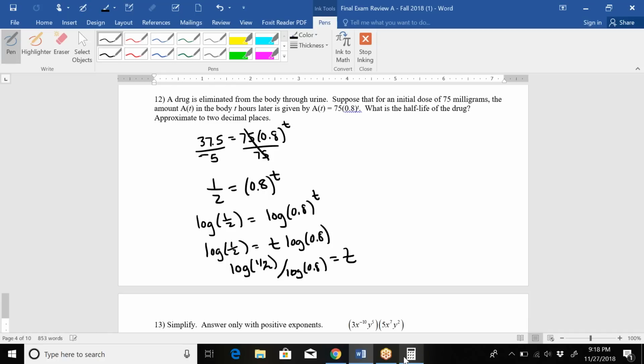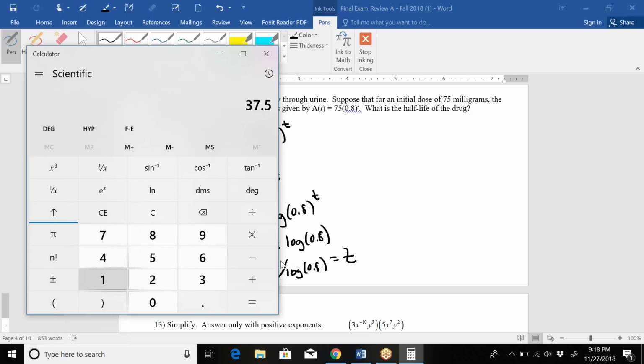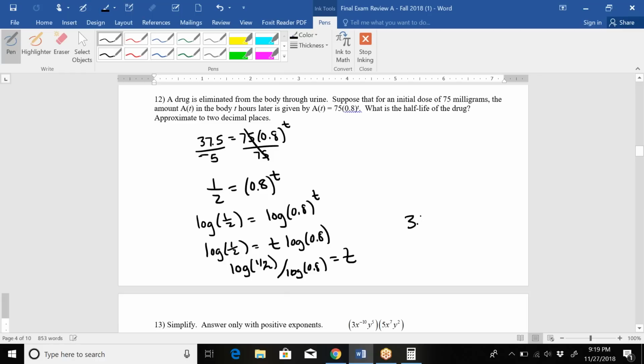So that's going to be to 2 decimal places. So 1/2 and then logarithm divided by 0.8 logarithm, and that gives me 3.11. And this is in hours, so you do have to use the correct unit of time.